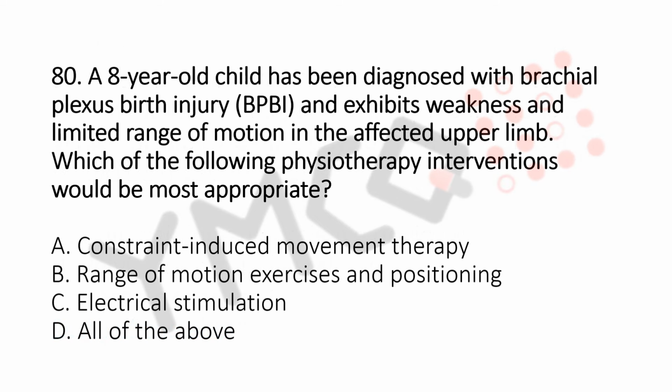An 8-year-old child has been diagnosed with brachial plexus birth injury and exhibits weakness and limited range of motion in the affected upper limb. Which of the following physiotherapy interventions would be the most appropriate? Option A, constraint-induced movement therapy. Option B, range of motion exercise and positioning. Option C, electrical stimulation. Option D, all of the above. And the answer is option D, all of the above.